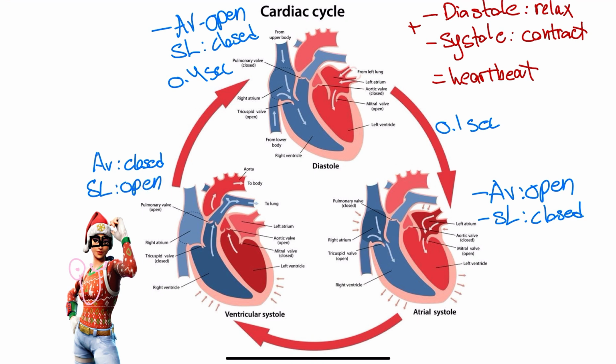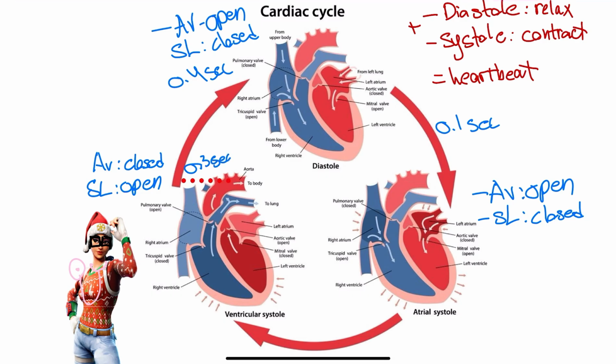Why? Let's see. So the blood has just emptied out. We close the AV valve to stop more blood from coming in, because now we have to pump it out. We have to pump it either to the lungs or to the body. So the ventricles are going to contract, and they are going to push the blood out in high pressure. So it's going to go either to the lungs or to the body. And this is usually 0.3 seconds.